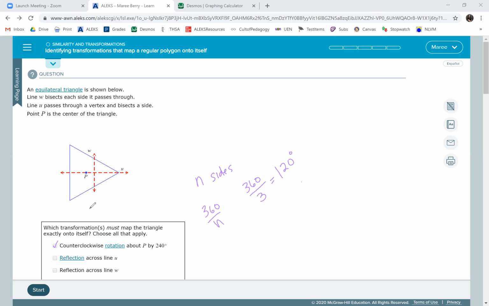Reflection across U. Now reflection's a mirror image. So as long as this point is the same distance from the line as the point above it, then it will work. Reflection across W, no way, because here's a point here and it's not there. It will look the wrong way. And then there are a couple more.